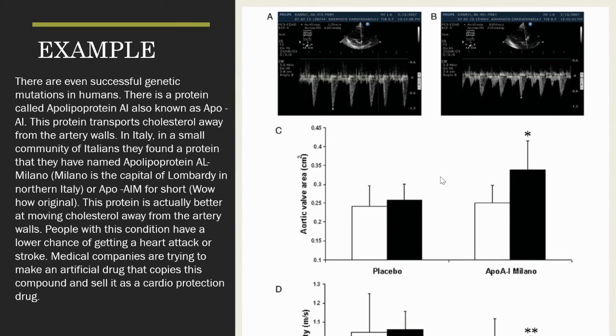There was a mutation in a protein that moves cholesterol away from the heart artery wall, and this is very good for people who have heart attacks or are prone to heart attacks, because this would lower their chances greatly. And this genetic mutation is now being made into a drug and sold as a cardioprotection. This could save maybe hundreds of thousands of lives because a few people in Italy had a genetic mutation.